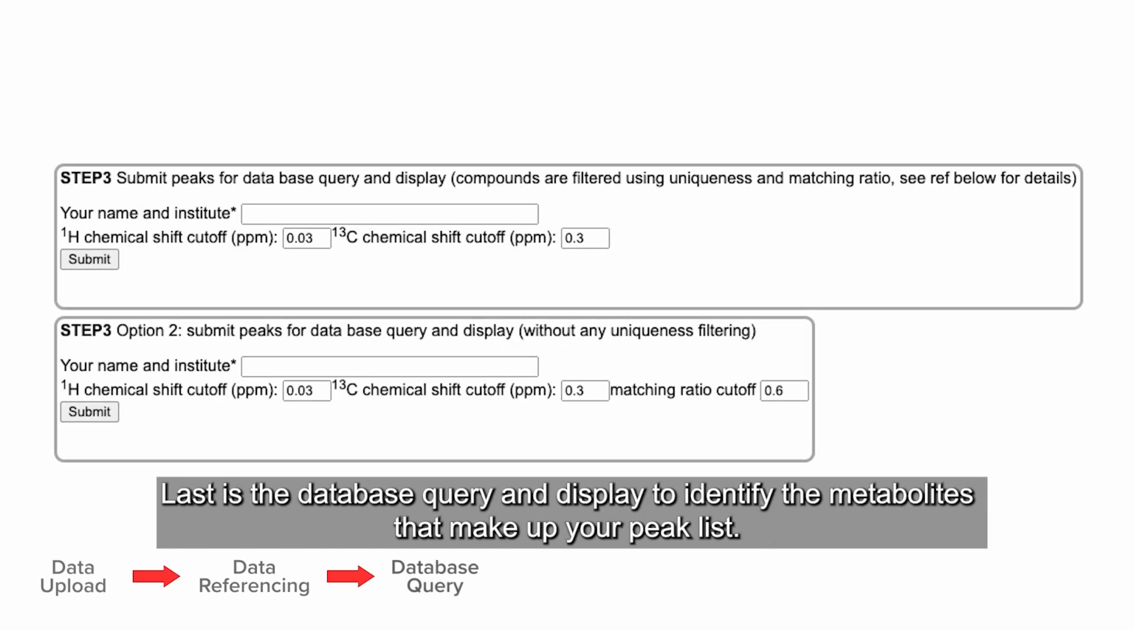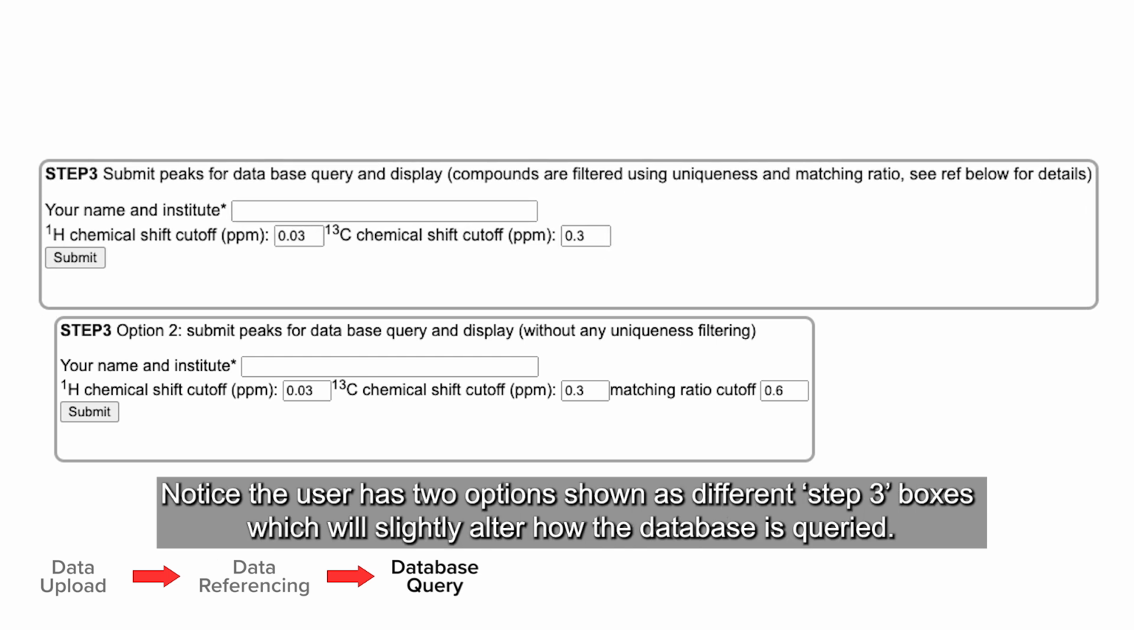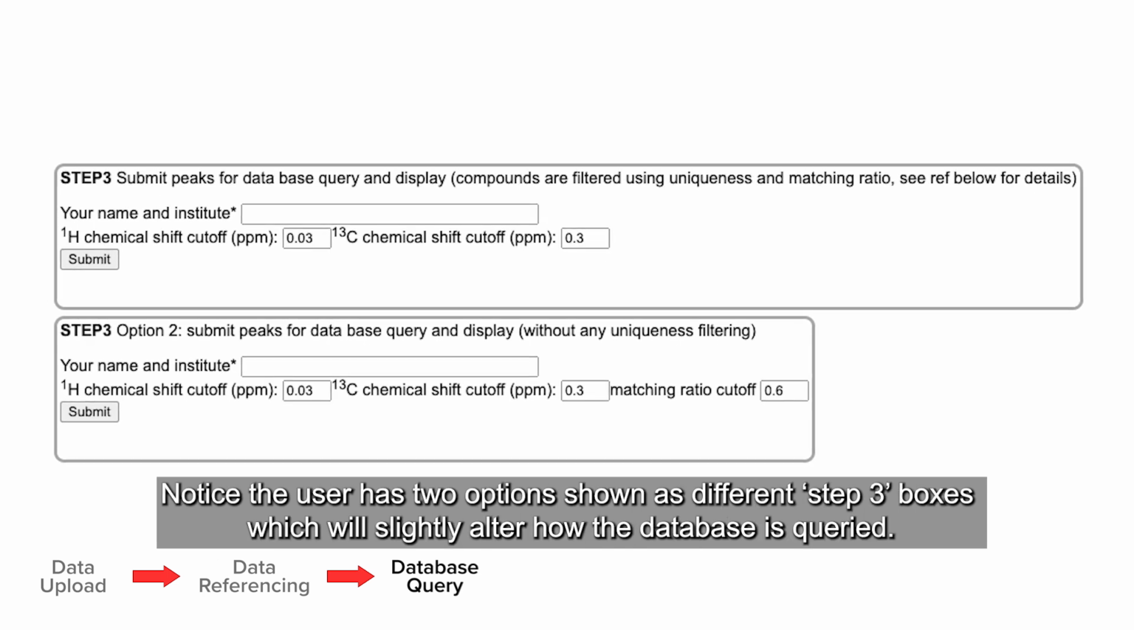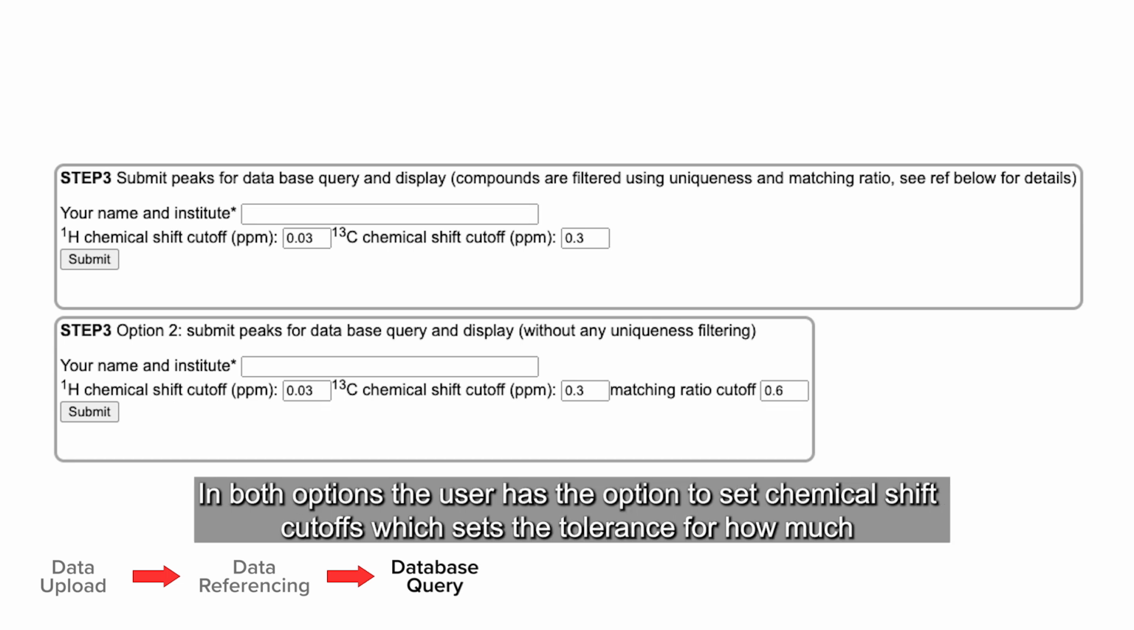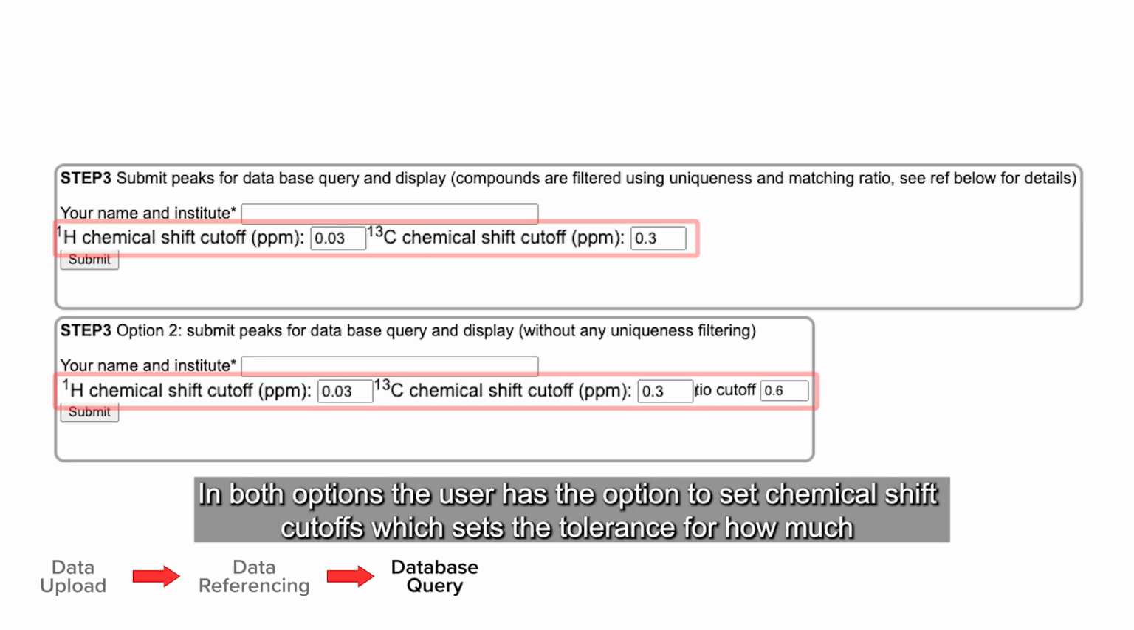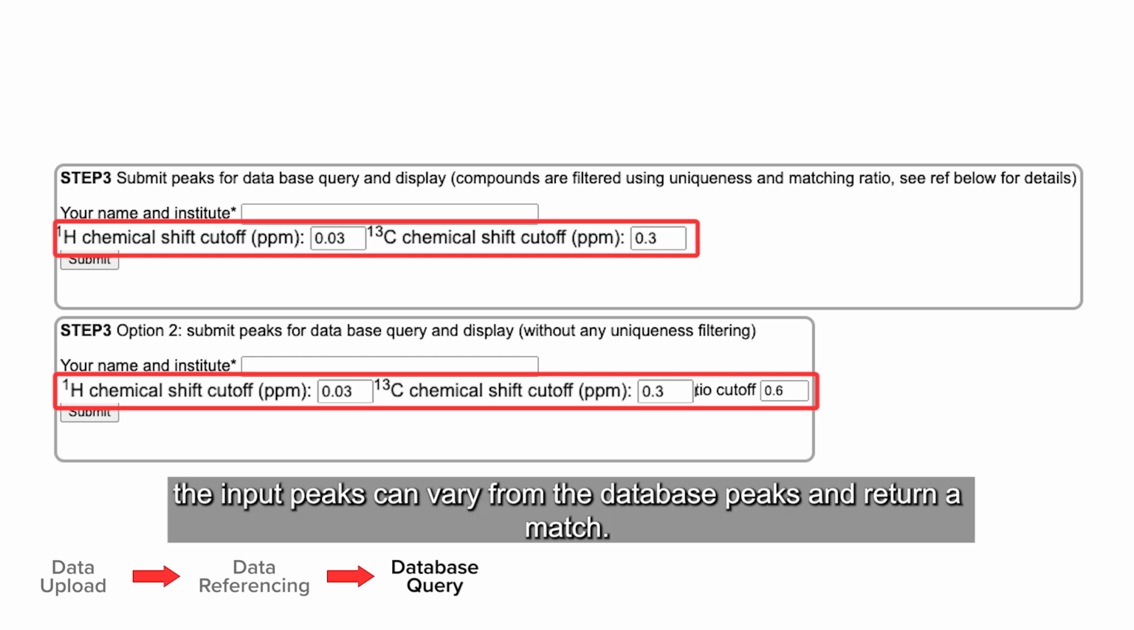Last is the database query and display to identify the metabolites that make up your peak list. Notice the user has 2 options, shown as different Step 3 boxes, which slightly alter how the database is queried. In both options, the user has the option to set chemical shift cutoffs, which sets the tolerance for how much the input peaks can vary from the database peaks, and return a match.